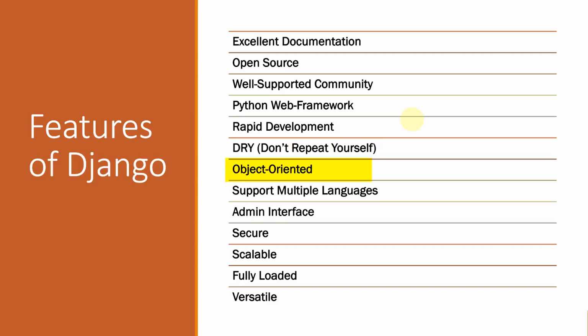Now, as Django is based upon Python, it also follows the OOP paradigm. It means we can write classes and extend other classes and methods as well. Now, Django is a web framework which supports multiple languages. So in Django, we use the concept of internationalization and localization. This feature basically allows developers to define which part of our web application should be in which language.